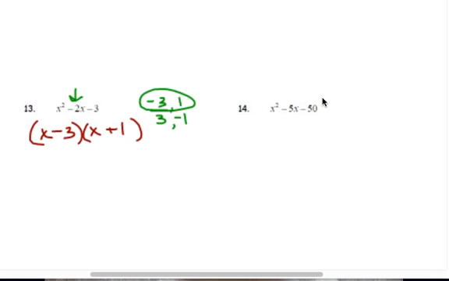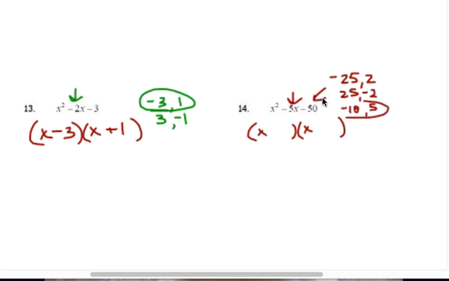Okay, let's look at number 14. 2 parentheses. Go ahead and put your x and your x. And then 50 now. Oh, negative 50. So options for negative 50. Negative 25 and 2. Or 25 and negative 2, right? You got to do both options sometimes. Or that's not going to add up to negative 5. Negative 10 times 5 is negative 50. And that adds up to negative 5, doesn't it? That's it. Good. So you're going to put minus 10 and plus 5. Very good. Okay. Let's look at number 15.